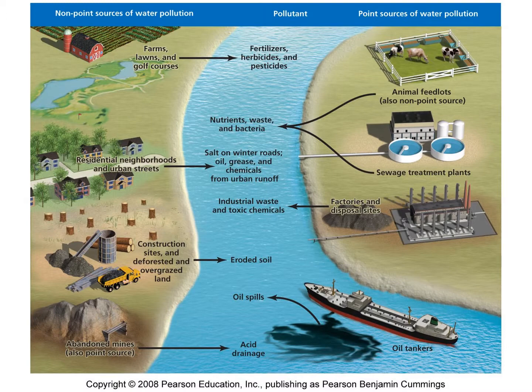Okay, just a few things to point out. Here's your acid drainage from mines we've talked about. We talked a little bit about oil spills, right? Eroded soil from construction sites. So these, notice, we're hitting all of those categories we just talked about. Nutrients and fertilizer, bacteria and waste products, right? Chemicals from urban runoff, industrial waste and toxic chemicals, right? Eroded soil. So you should be able to put those into each of their categories.